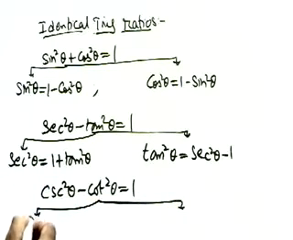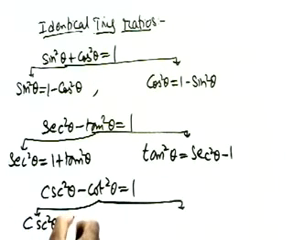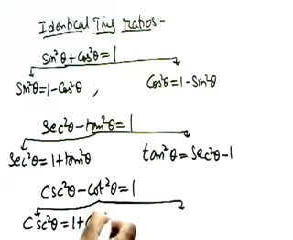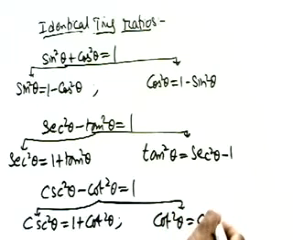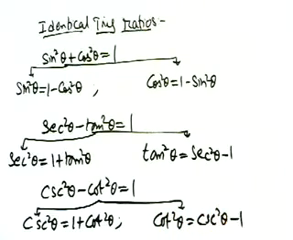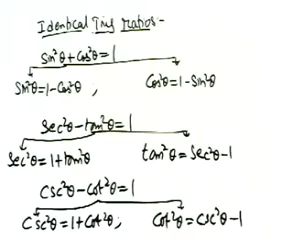From the last identity also, let me derive two formulas. One is cosec square theta: bring this minus here, it will be 1 plus cot square theta. Bring this 1 here, it will be minus 1. So cot square theta is cosec square theta minus 1.